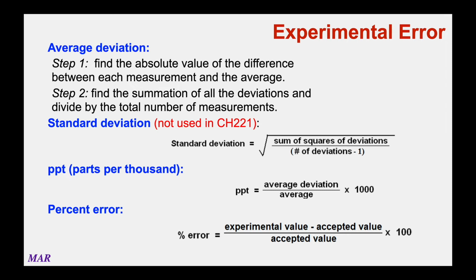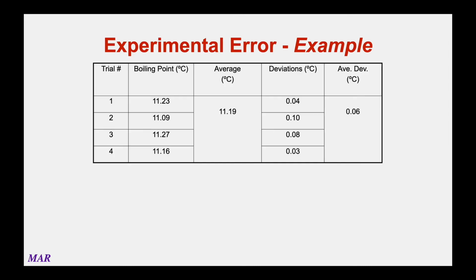For percent error, you do need to know the accepted value, maybe from an experimental paper that was published or some other important group. It's the difference between your value and the accepted value divided by the accepted value times 100%. Again, the smaller the percent error, the better your measurement or calculation was. This is an example. You can go through it later if you'd like to.